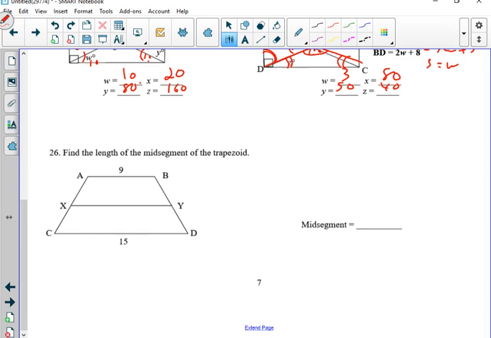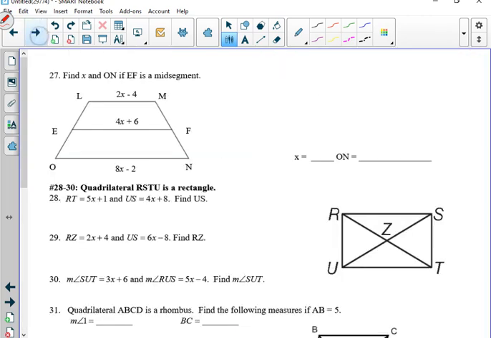Okay, remember, this line here, if it's the midsegment, is the average of these two. So all you do is take 9 plus 15 and divide by 2. That's 24 divided by 2, which is 12. Which makes sense, because 9 plus 3 is 12, and 12 plus 3 is 15. It's right in the middle.